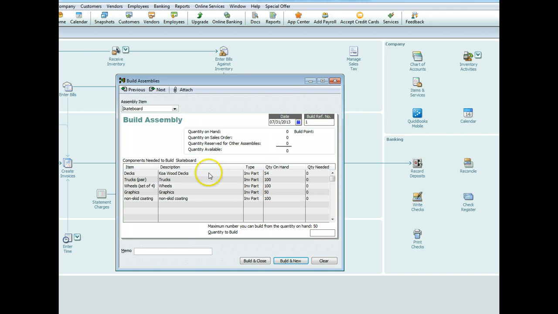Remember that our Koa wood decks here, it's an estimate. We have only completed 37. So we know we're going to build 37 because that's how many decks we've completed. So I'll say the first assembly. And it's now July 31st. Good. So we're going to build.